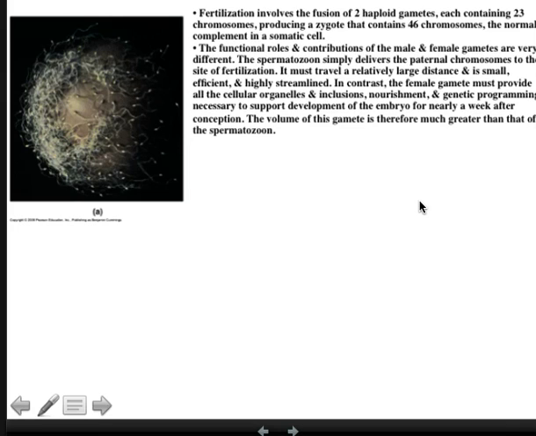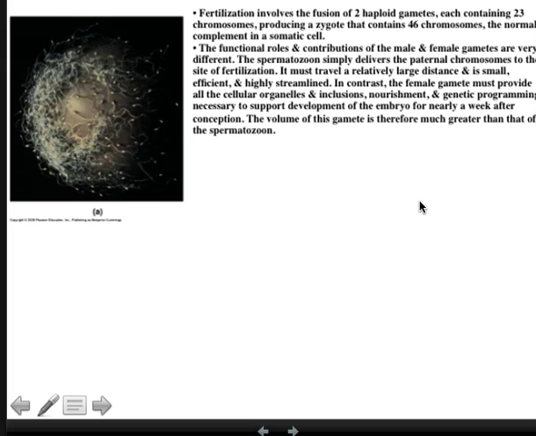So the functional roles and the contributions of the male and female gamete are different. The sperm delivers the paternal chromosomes, so it's just a DNA delivery vehicle. It has to travel pretty far. This is why it has a flagellum, because the distance from the female reproductive tract vaginal opening all the way to the oviduct is quite a distance for something as small as a single spermatozoon.